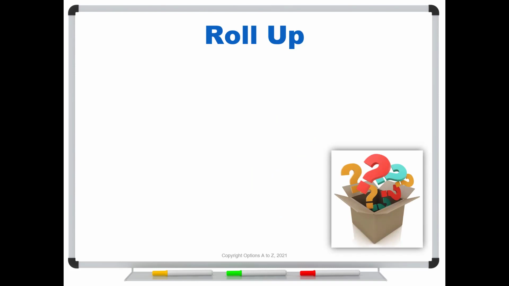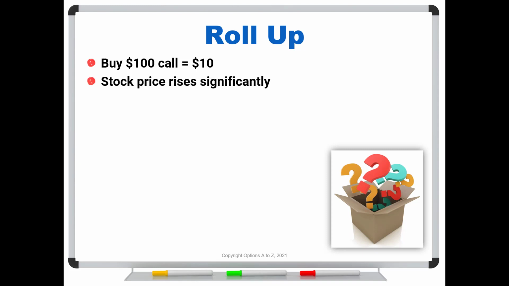Well, let's start with a simple roll. And for this video, I'm going to talk about the roll up for calls, but everything I'm saying would certainly apply in reverse for the puts with roll downs. But let's say that you buy a $100 call for 10 bucks, and now the stock price makes a nice little move. It rises, it's moved in your favor, and you'd like to get some money off the table. This is what the purpose of a regular roll is.